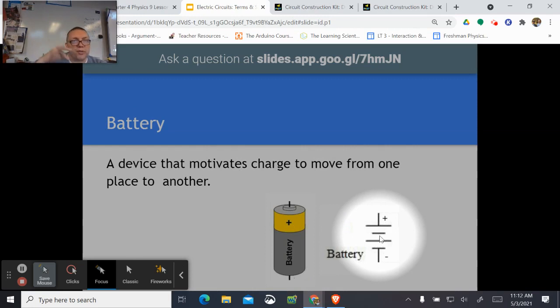I'm not going to worry about the distinction between cells and batteries. I share that with you only so that if a family member starts to discuss it, it doesn't feel like you have a bunch of stuff to figure out.